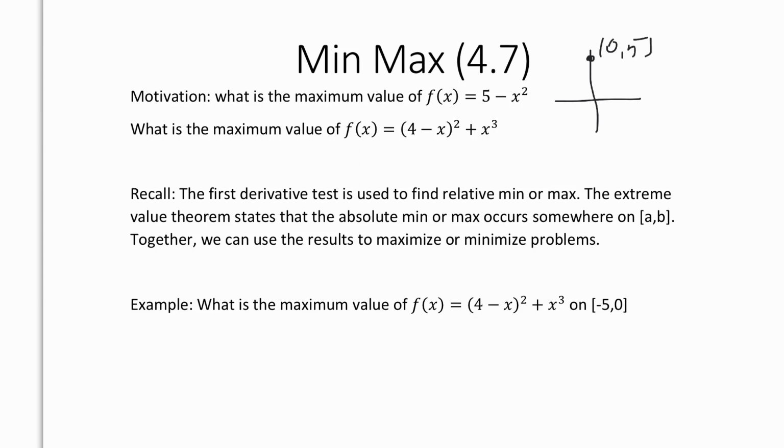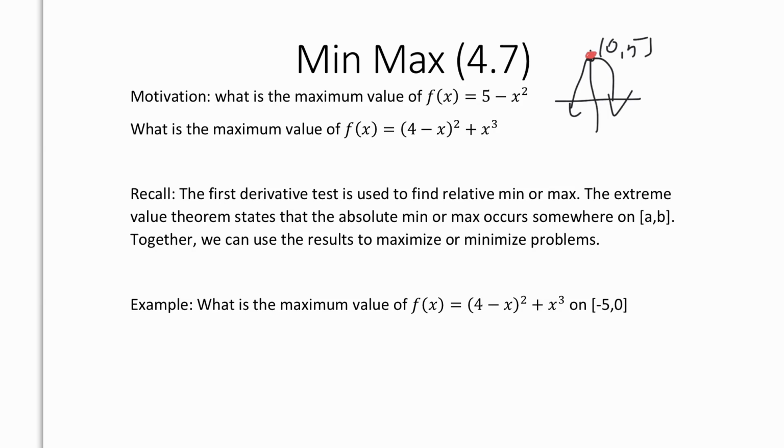And so from that, if we give it a rough sketch, we'll see that the maximum value is right up at the top. The maximum value is happening right here at the vertex. But what if somebody asks you to do this, the maximum value of f(x) equal to (4 minus x) squared plus x cubed? Well, this is now a degree 3 polynomial. It's going to be much more complicated to graph, and it's harder to figure out where the maximum value would be on a more complicated function like this.